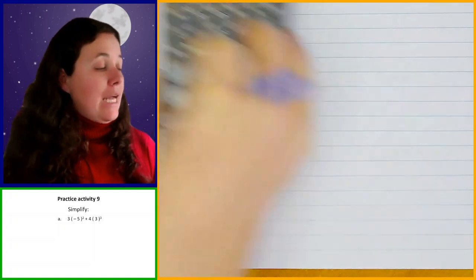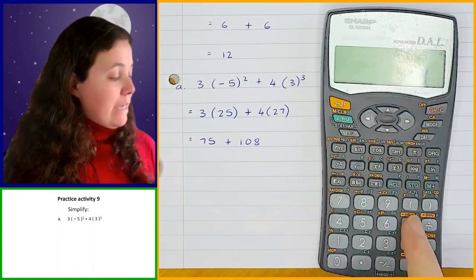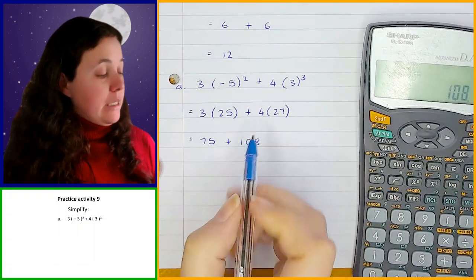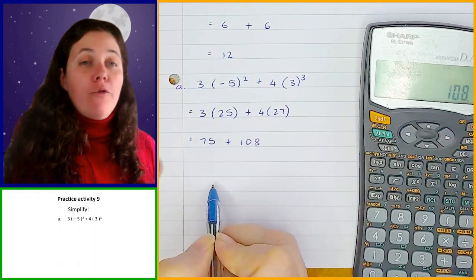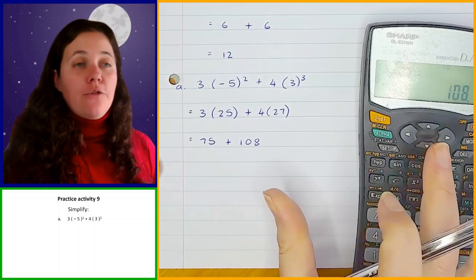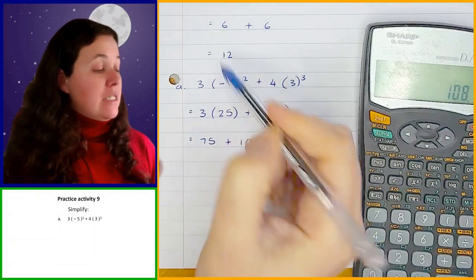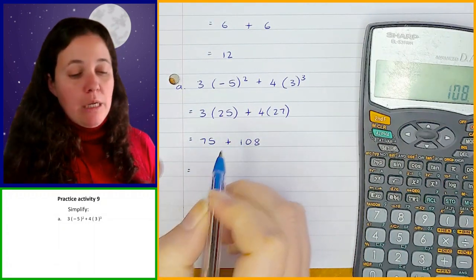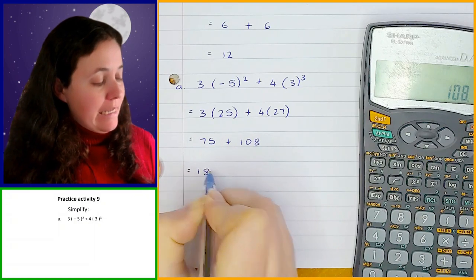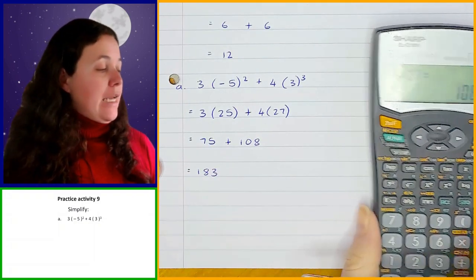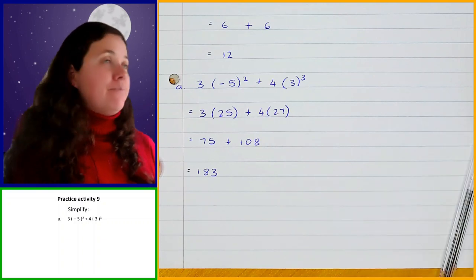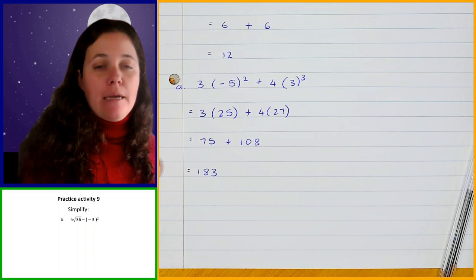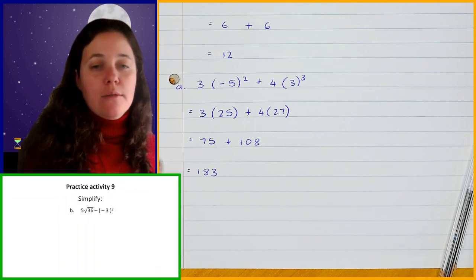Now, over here, you can use your calculator. If you don't know what 4 times 27 is, you can work it out using the calculator: 108. But make sure that you are showing all of your calculations. So you can use your calculator for the in-between little steps, but you have to still show all of the steps over here. Okay, so I've got then 75 plus 108. That gives me 183. So for question A, you should have got 183. Okay, question B. Again, I'm going to give you 2 minutes to work on this.